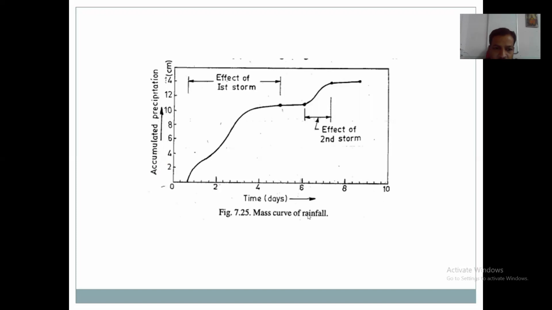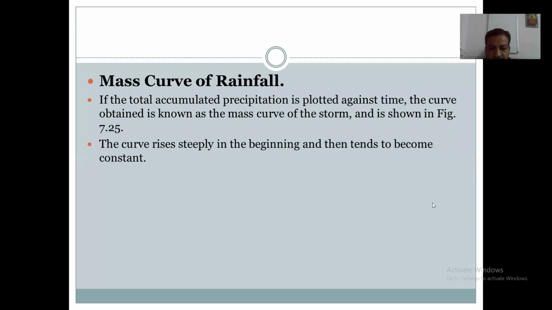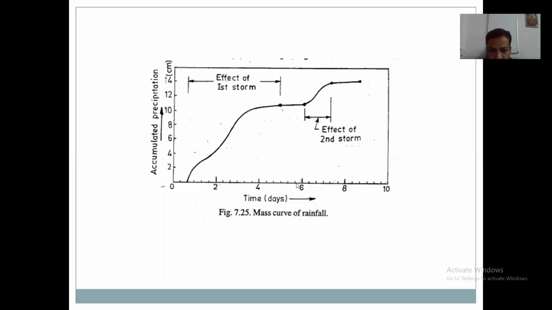So mass curve of rainfall is a curve which is plotted in between accumulated precipitation in centimeter and time in days. The total accumulated precipitation is plotted against the time. That curve is known as mass curve of rainfall, or it is called mass curve of the storm. So that represents the graph between accumulated precipitation and time in days or in hours.